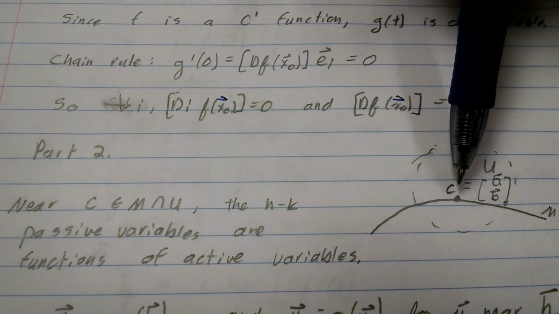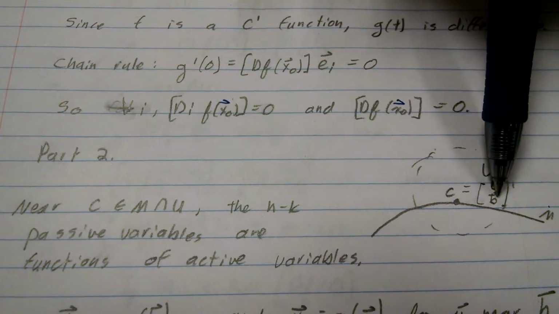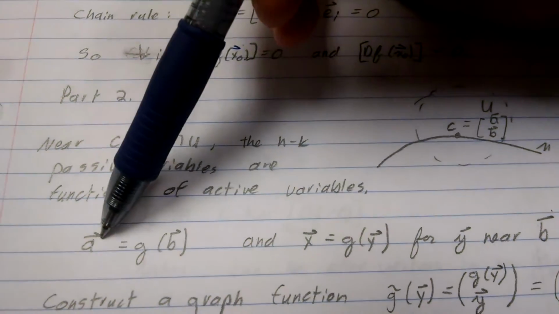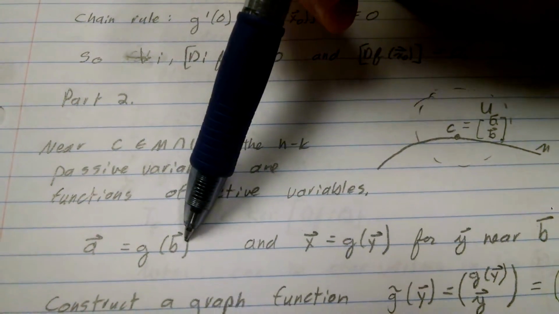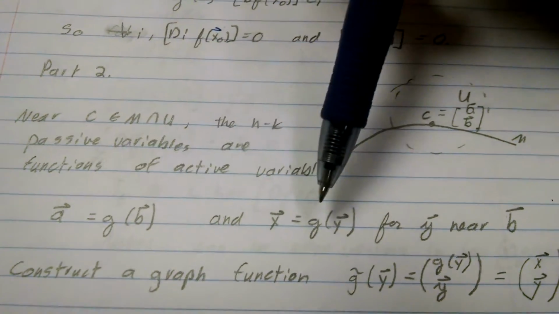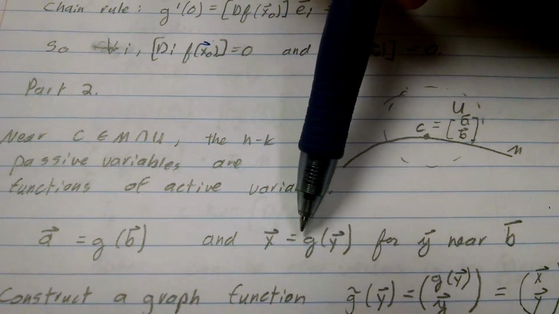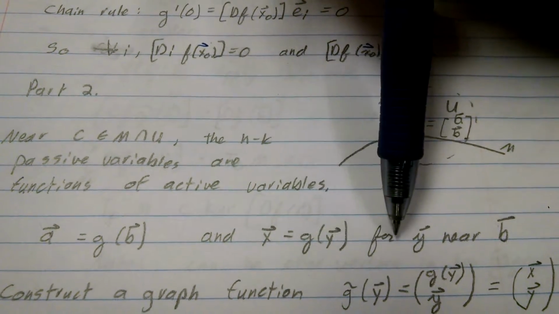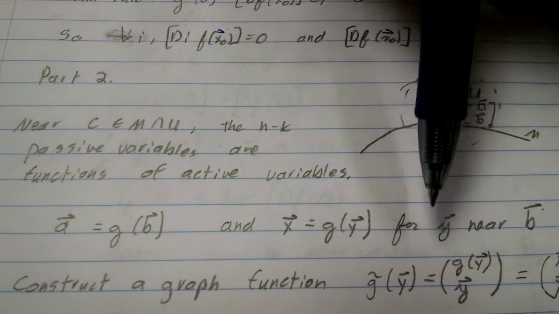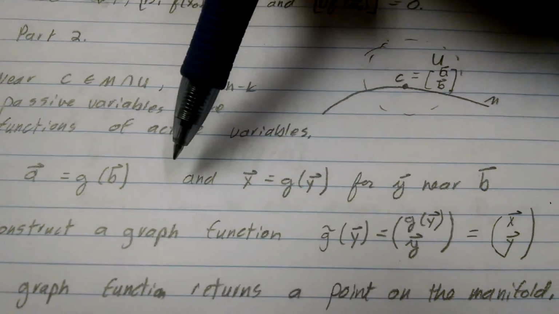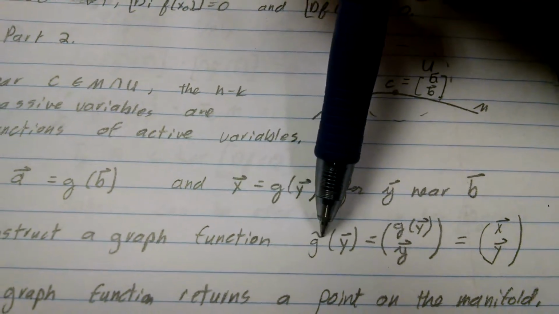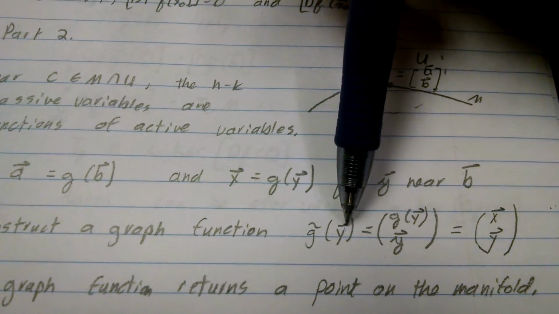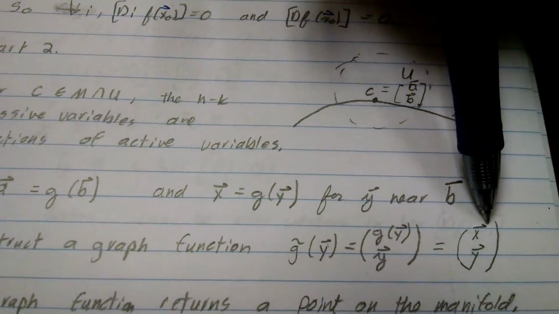And we can think of c equals (a, b), where a are the passive variables and b are the active variables. So a is a function of b. Again, b is active, a is passive. And x is another set of active variables, y a set of passive variables for y near b. We're going to construct a graph function. So this is our g tilde, and we feed it in active variables, and we get a point on the manifold, x and y.